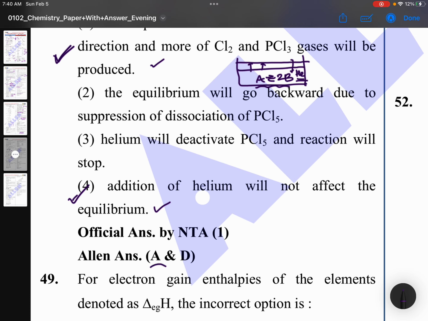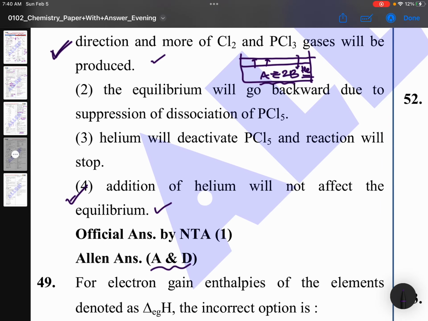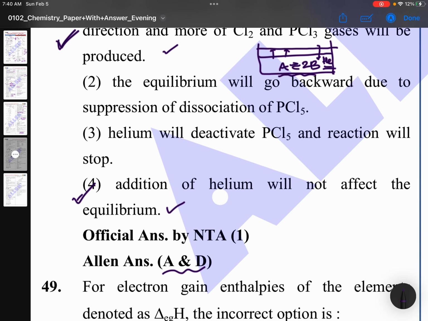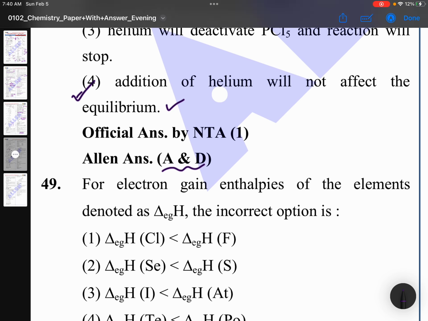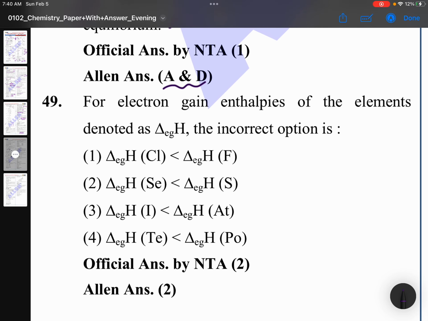Answer A and D. So A and D both cannot be given, I think. This will be a grace score. But grace score will be given to those who have answered this question. If you didn't answer anything, they won't give you. That's the problem. Now this is a mistake. And see, this is interesting.